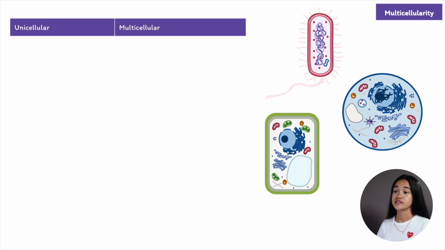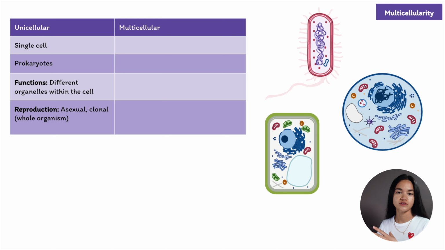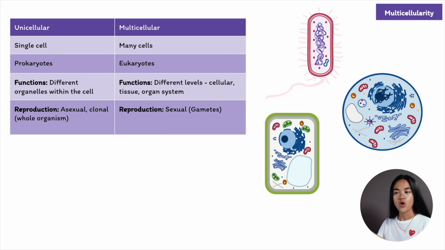Firstly, we have unicellular organisms, single-celled organisms such as prokaryotes, and the single cell performs these functions by itself by the different organelles within the cell. It reproduces asexually or through clonal reproduction, and the whole organism is involved in the reproduction process. And the other type are multicellular organisms. All multicellular organisms consist of eukaryotic cells.